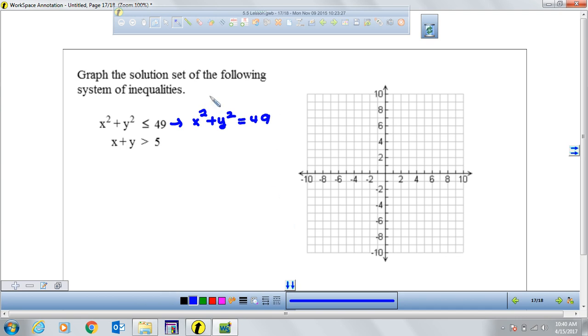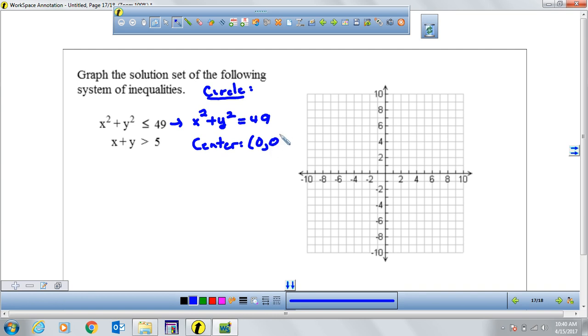What kind of equation is this? X squared plus y squared, remember, it is a circle. And on this circle, you see that there is no h value and there is no k value. So that doesn't mean that there is no center. That basically means the following, that the center is going to be the point 0, 0. And remember that to find the radius, I need to get the square root of the number on the right side. So the square root of 49 gives me a 7.